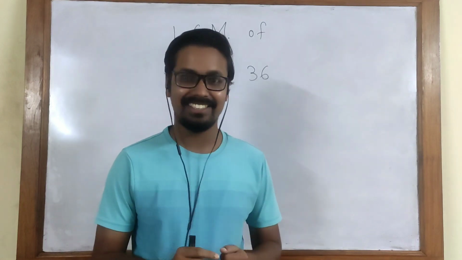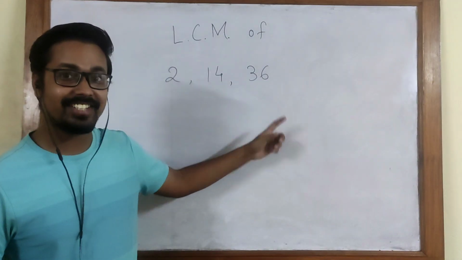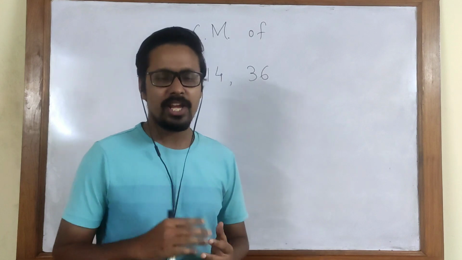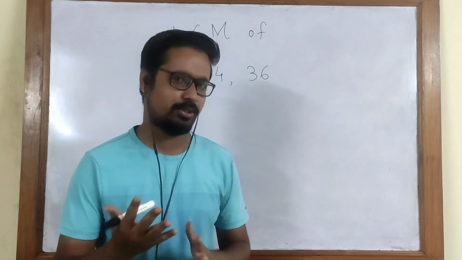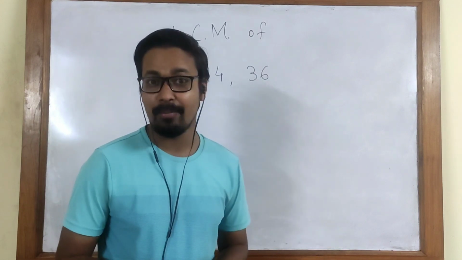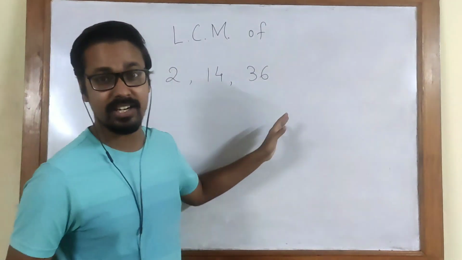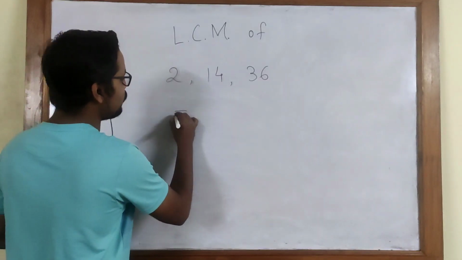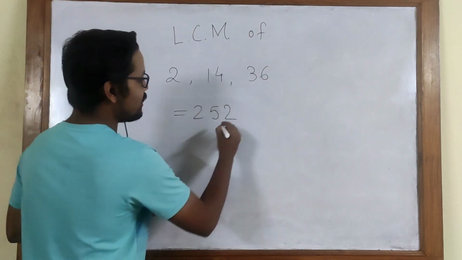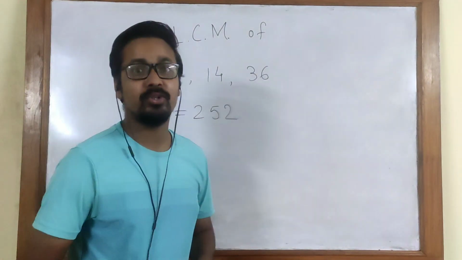If you want to find the LCM of 2, 4 and 36 using the conventional method, you take around 30 to 40 seconds to find it out. But today I am going to show you a technique to find the LCM of 2, 4 and 36, which, by the way, is going to be 252, using a method that will take you only 5 seconds.